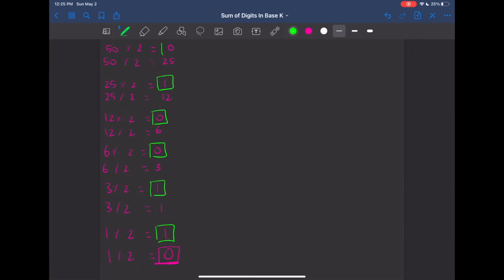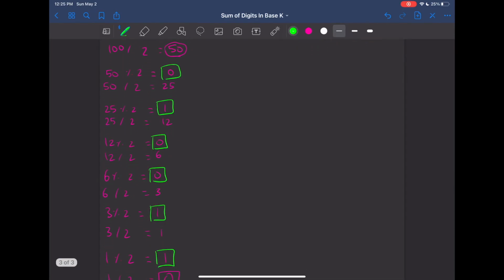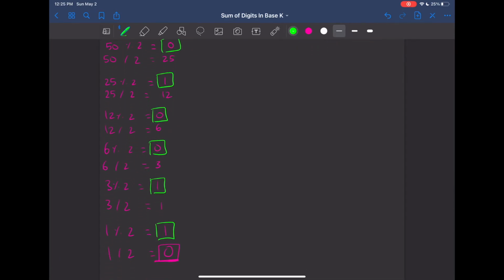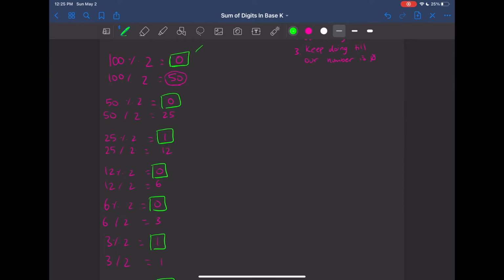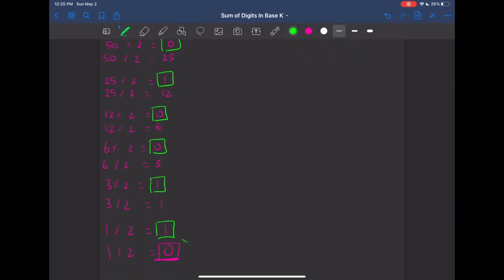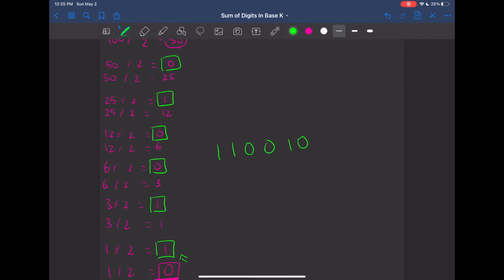0, 0, 1, 1. And assuming that I did this correctly, if we write these modded numbers in reverse, what I mean by reverse is, our first modded number is 0, but our last modded number is 1. So if I write all our modded numbers in reverse order, you will find that we get the binary representation of this number. So if I write this out, I get 1, 1, 0, 0, 1, 0.